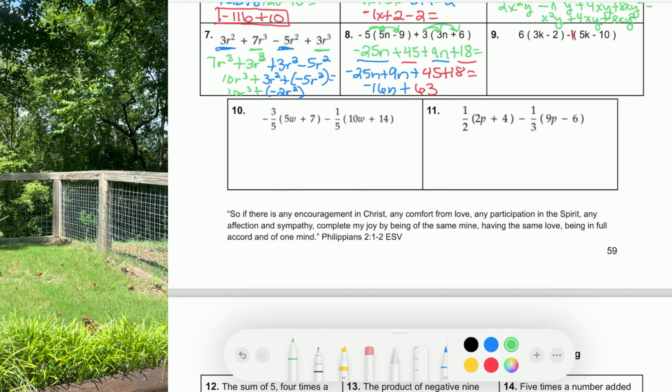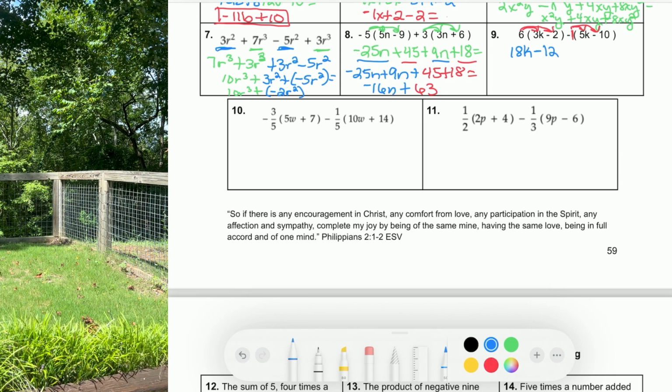Now let's work on distributing. We have a 6 times a 3k and a 6 times a -2 in this first grouping. Okay, so 6 times 3 is 18. Keep that k. 6 times a -2 is going to be a -12. Now we have a -1 times a 5k and a -1 times a -10. So -1 times 5k is going to be minus 5k. And -1 times a -10 is a positive 10.